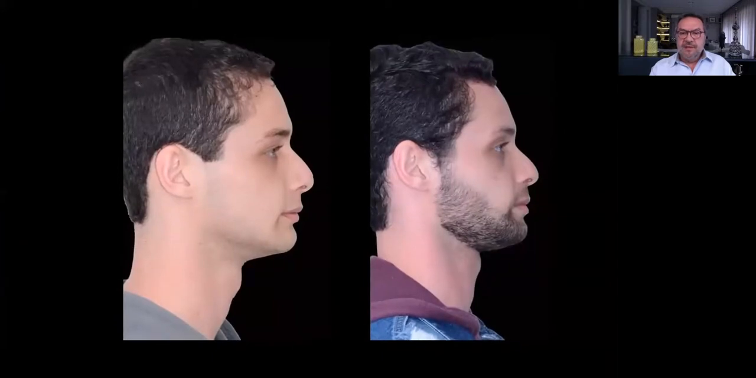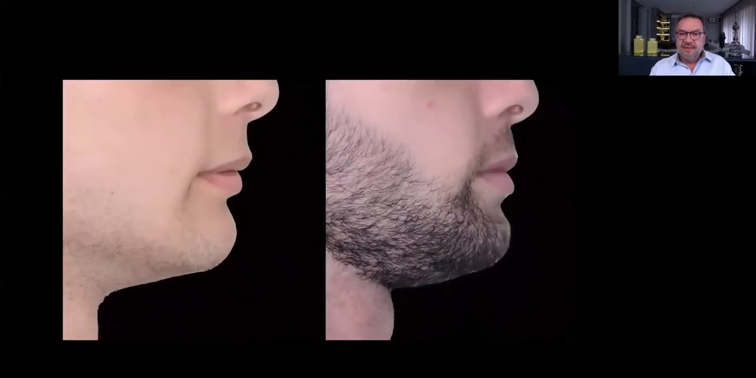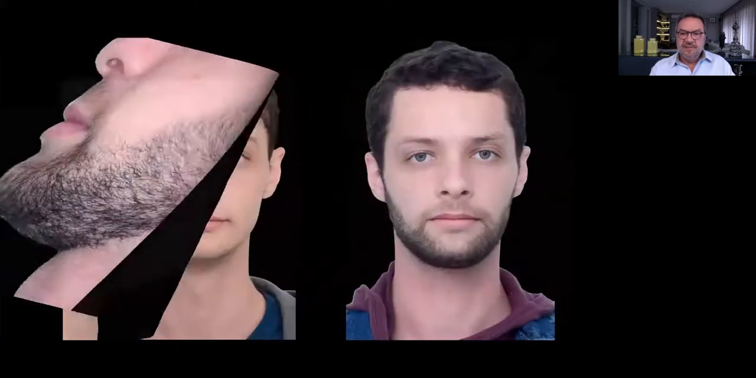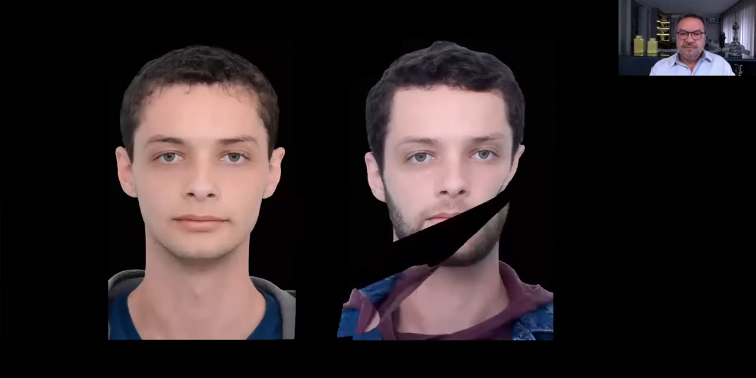Here you can see the profile. We have an improvement in the profile. Take a look at the mentolabial sulcus. It's lighter. It's much better. The upper incisors exposure is good, and we don't have any lower incisor exposure anymore. Okay.